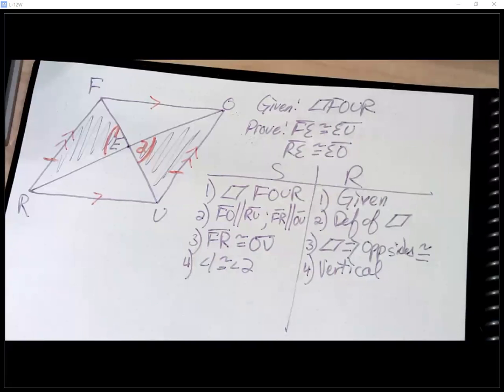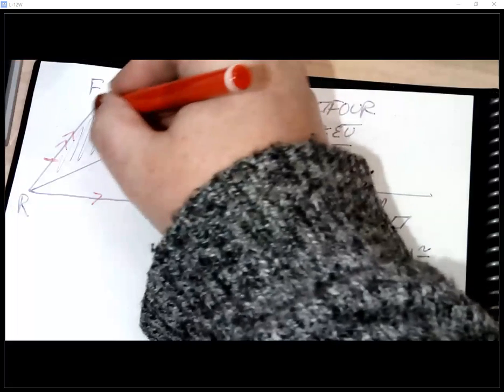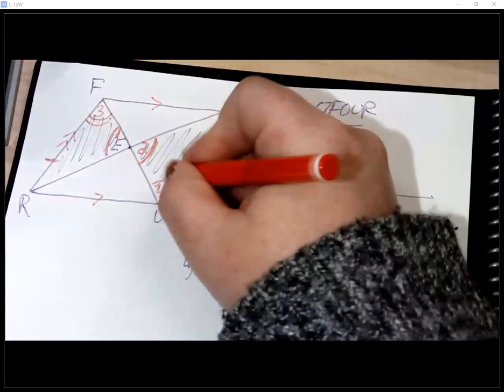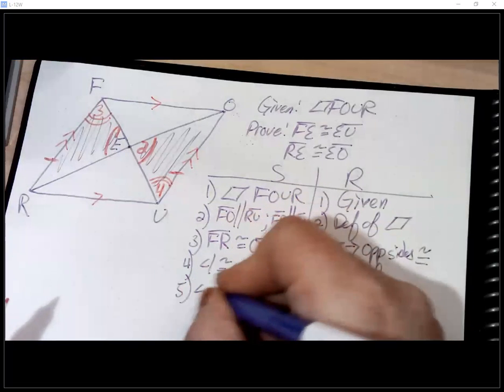I need one other bit. I don't have another side, so I'm going to have to go with another angle. Is there another angle that you would know is the same? Aiden, go ahead. Yeah, I think it's angle RFE, so angle OQE. Yep, you can do that. So I'll do 3 and I'll call this one 4. Those are a pair of alternate interiors. So angle 3 is the same as angle 4.